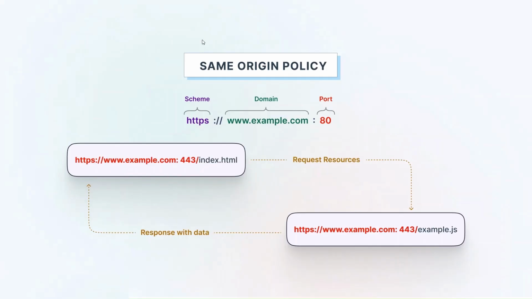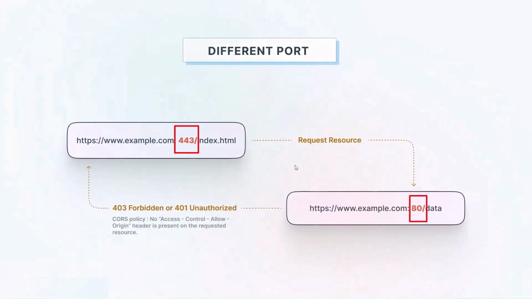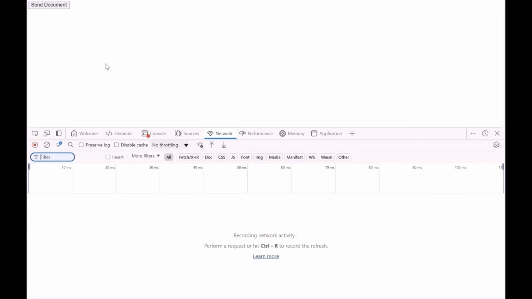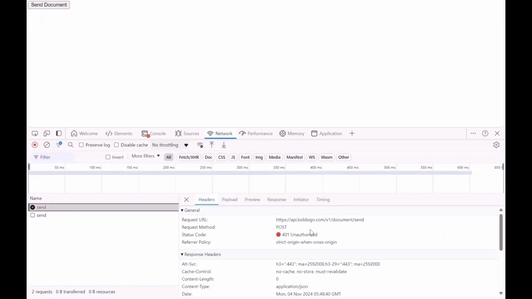However, if there are differences in the scheme, domain, or port, the browser enforces cross-origin restrictions, requiring configurations like CORS to enable resource sharing. I will demonstrate this. I created a React application that's hosted locally, and it includes a button. When clicked, the button attempts to access the send API to BoldSign. However, the request gets blocked due to differing origins, triggering the browser's security policies to protect against potential risks.